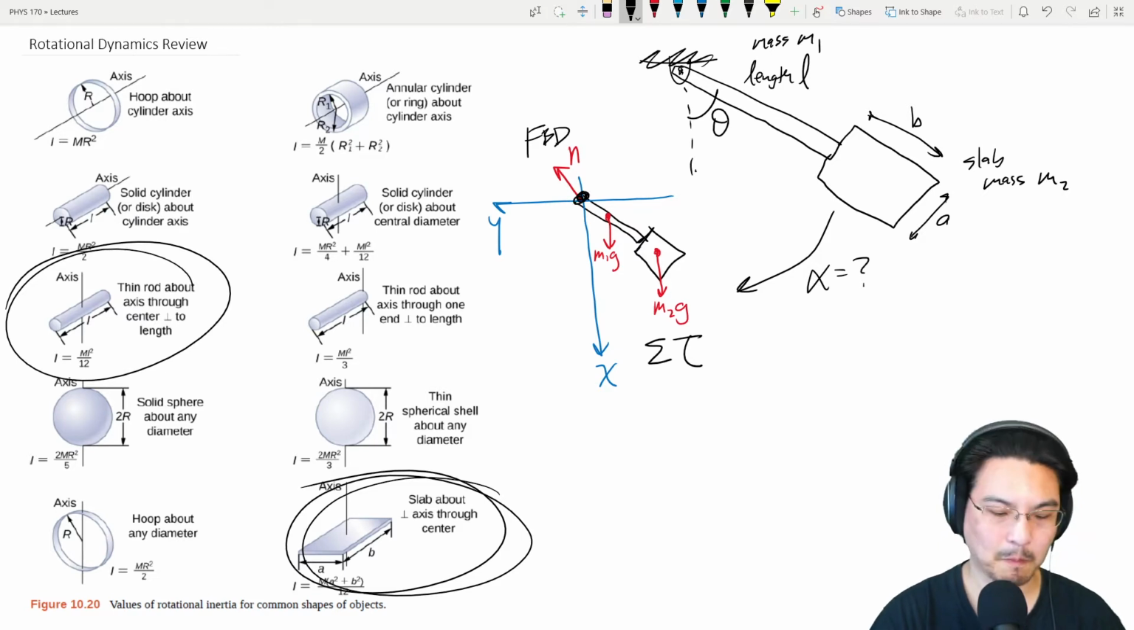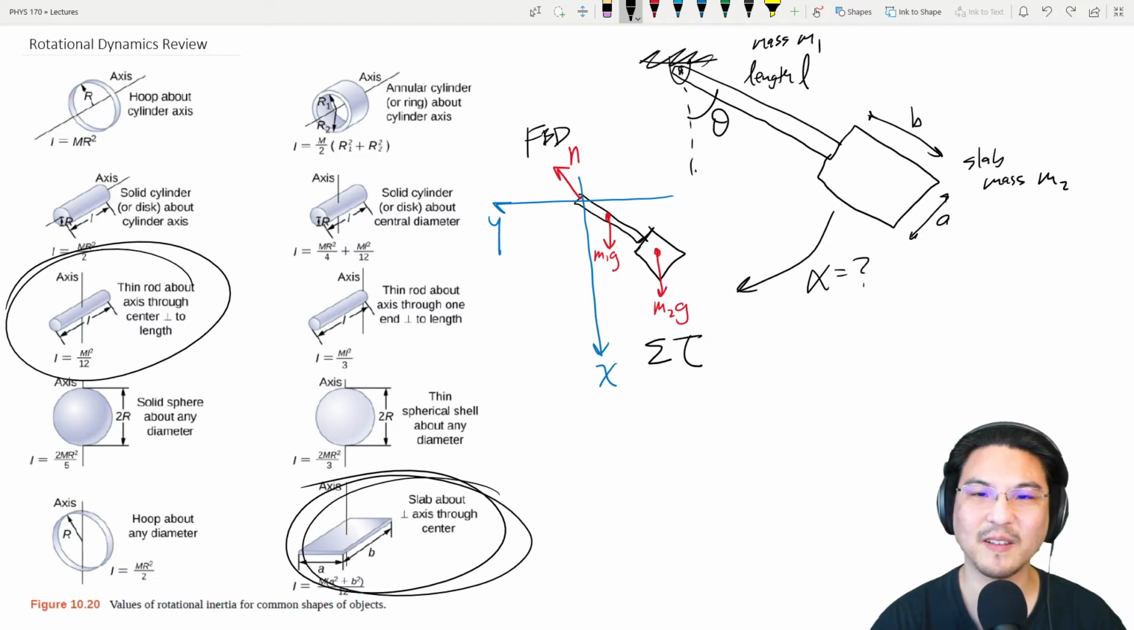That wasn't the only possible choice. You can choose your origin wherever you want, and you can sum torque about any point you want. You can sum torque over here or over here, anywhere you want. There's no wrong choice. So I'm going to sum torque about the hinge over here, which is where I put my origin. Okay, so the torque about here due to the normal force is 0 because it's acting right there.